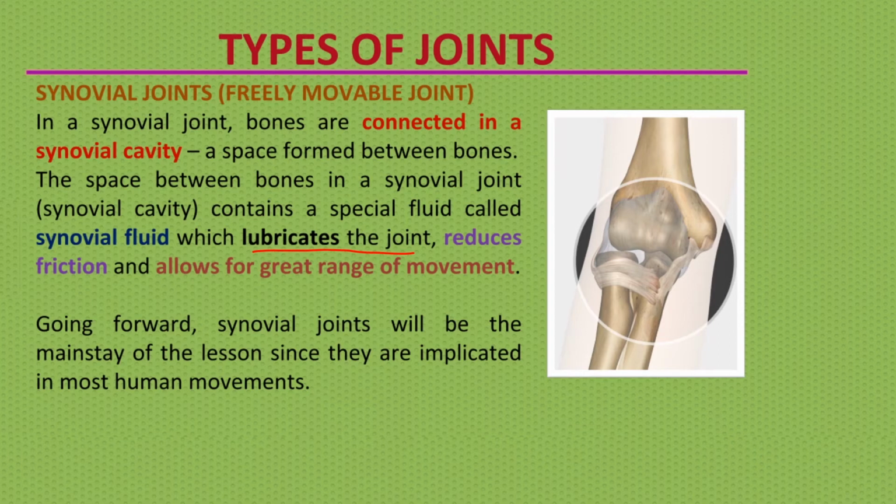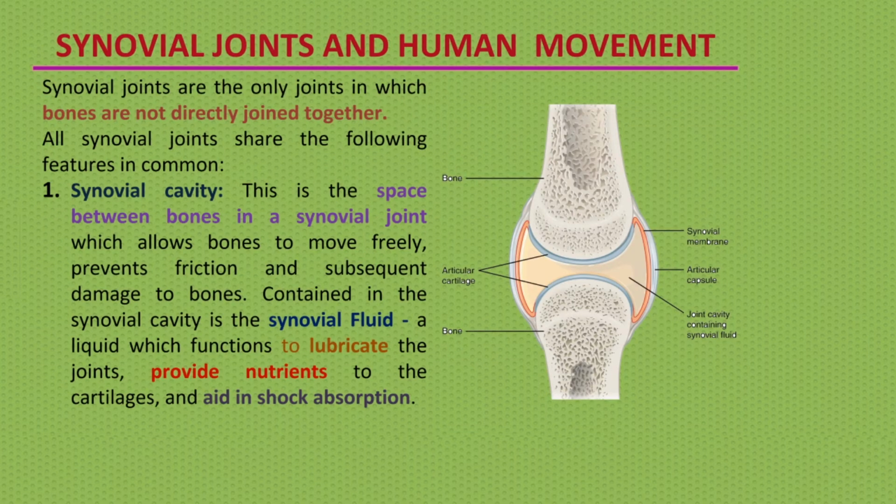Now let's talk about the features of a synovial joint. Synovial joints are the joints in which bones are not directly connected together. All synovial joints have the following features. One, there's a joint cavity, which we know as a synovial cavity. Then, there's an articular capsule and the articular cartilage. Let's talk about the joint cavity. The joint cavity is a space found between bones in a synovial joint, which allows bones to move freely and prevent friction, which can subsequently cause damage to the bones.